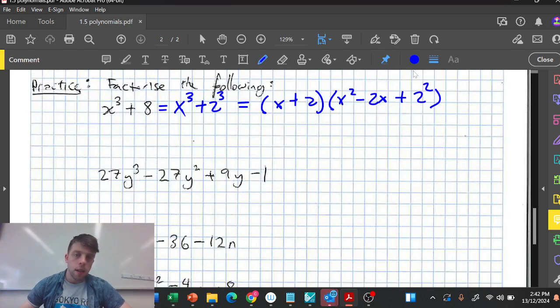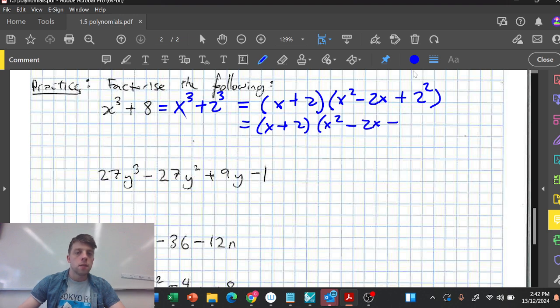And then we could see if we can factorize that any further. So that would be how we'd factorize one of these. So then we'd look at this x squared minus 2x plus 4. Can we factorize that any further? It's not immediately obvious.